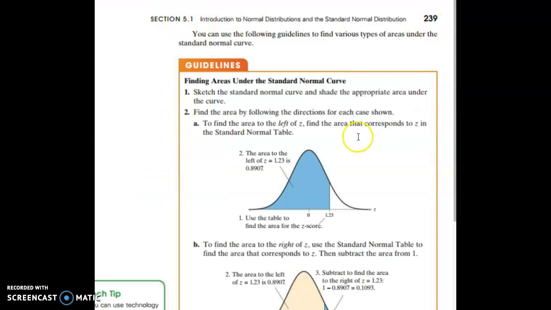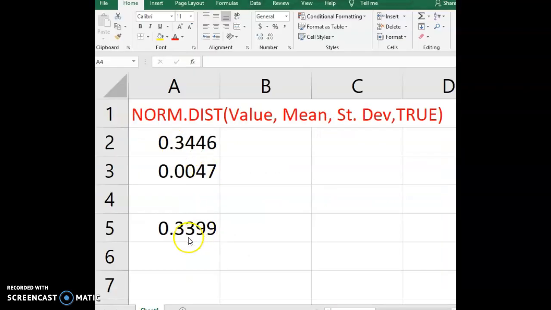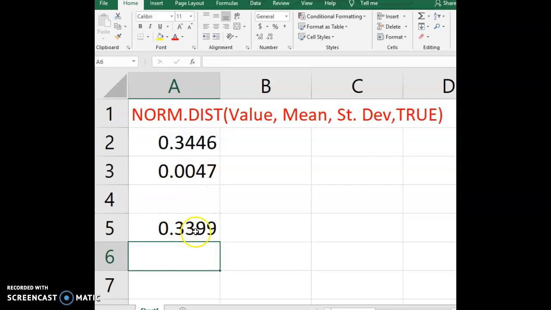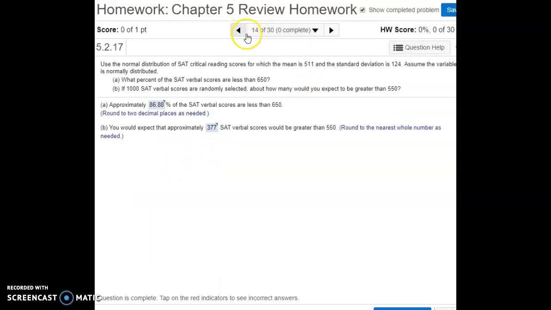And like we saw in 5.1, you want to take that probability of being anywhere to the left of the first value and subtract away the probability of being to the left of the second value, and you're left with the probability of being in between the two values. So doing the subtraction here, our first result minus the second result leaves us with the probability of being in between the two values.